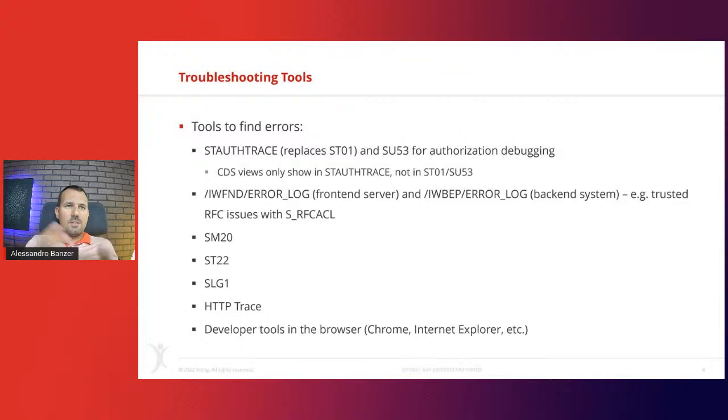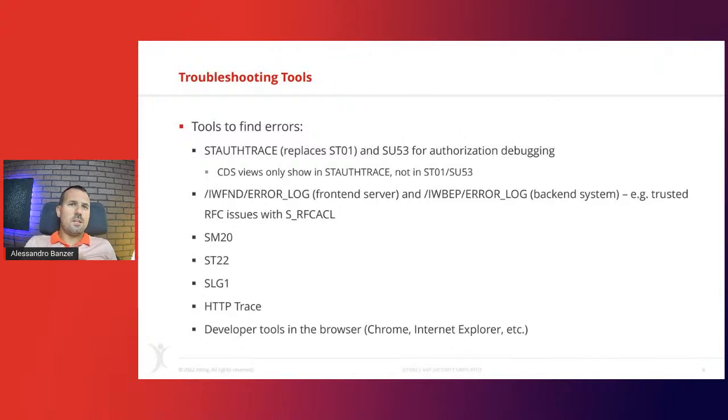Obviously, with Fiori, with the gateway and the communication, there can be issues on the front end and there can be issues on the backend. That's why we have error log transactions from the gateway that we can run on the front end as well as on the backend. There might also be authorization issues between the front end and the backend, where the user is missing trusted RFC authorizations through S_RFC. ACL can be an issue.